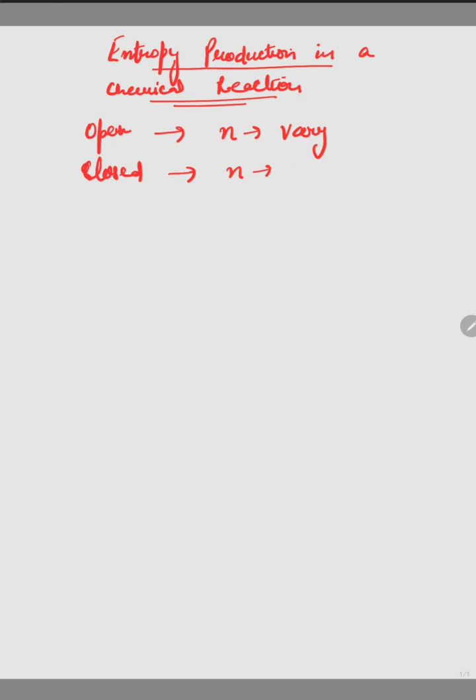So students, today we will study the entropy production in a chemical reaction. Okay. Since we have studied two types of systems, one is the open system, second is the closed system. In the open system, the number of moles of the system vary, but in the closed system, the number of moles remains constant throughout the whole system.